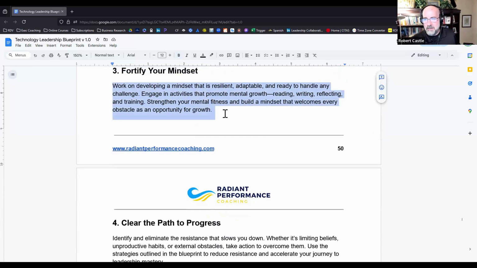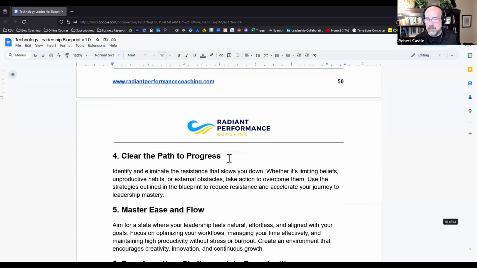Fortify your mindset. Work on developing a mindset that's resilient, adaptable, and ready to handle any challenge. Engage in activities that promote mental growth: reading, writing, reflecting, and training. Strengthening your mental fitness and building a mindset that welcomes every obstacle as an opportunity for growth.